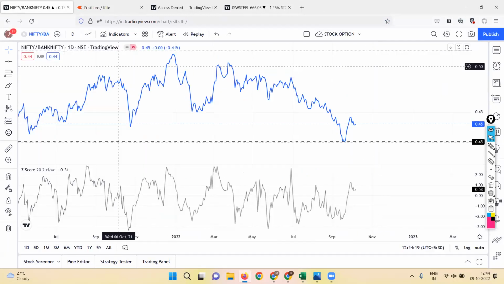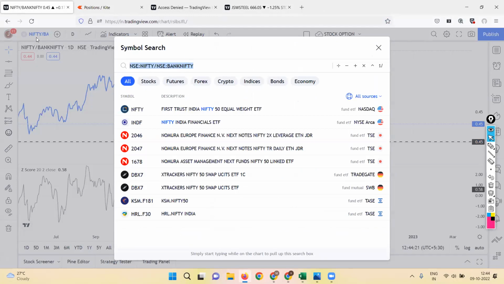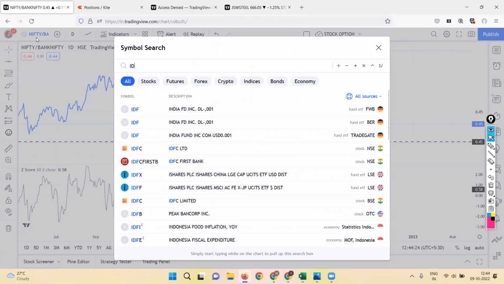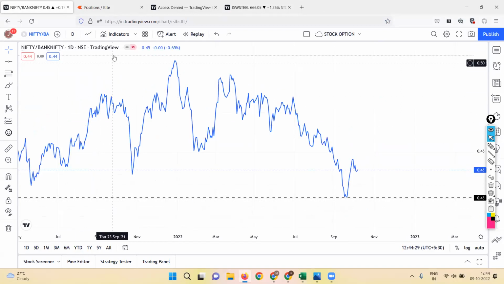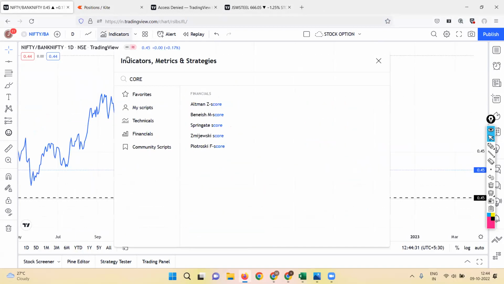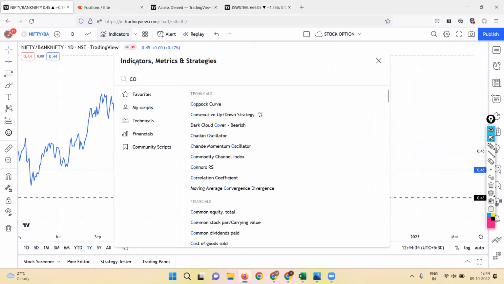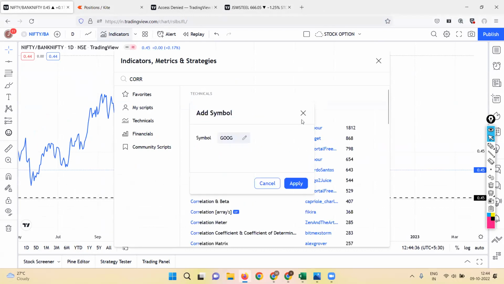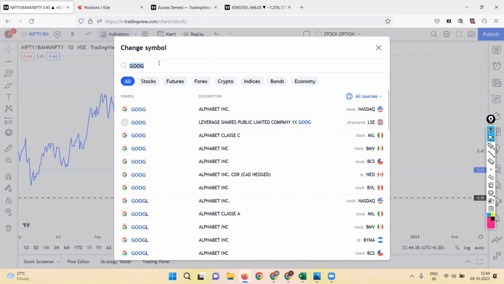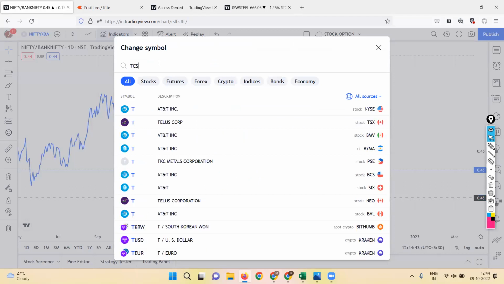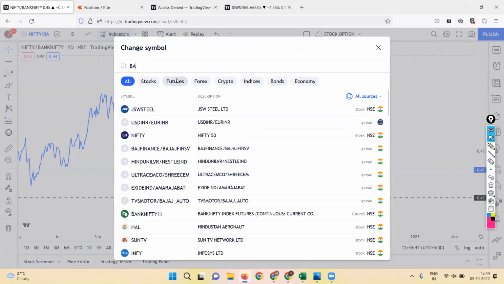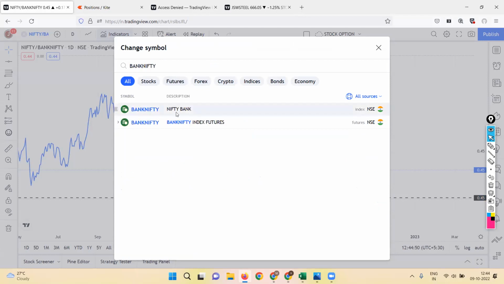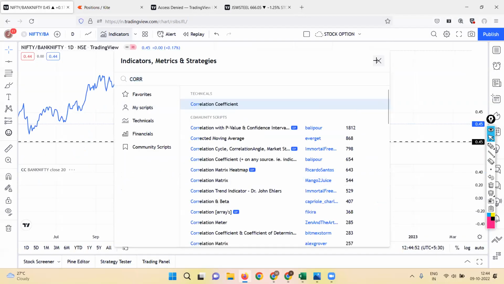Ramesh ji, if you can search the public library for correlation indicator. Correlation coefficient, add a symbol. You have a ratio, right? Just put Bank Nifty. Ramesh ji, your chart right now is a ratio chart, so you'll have to change that.